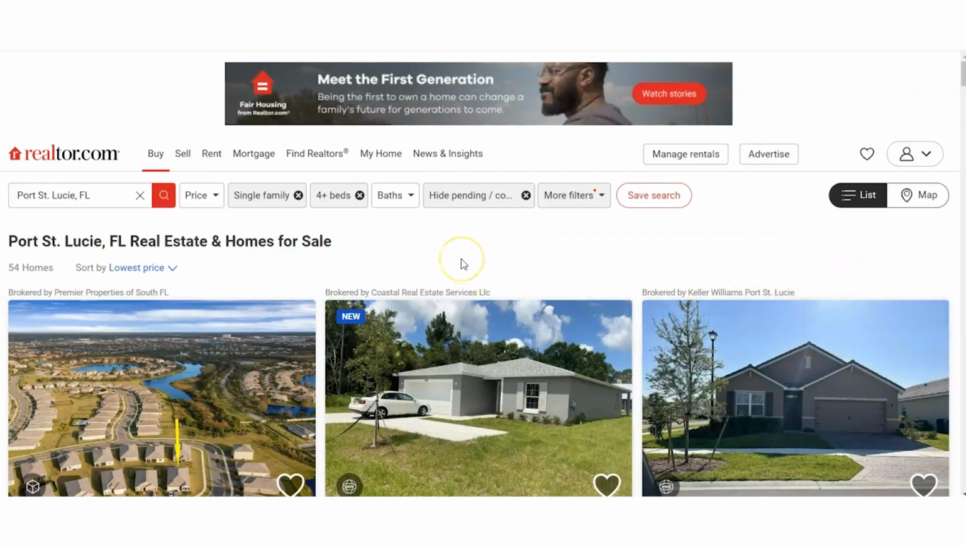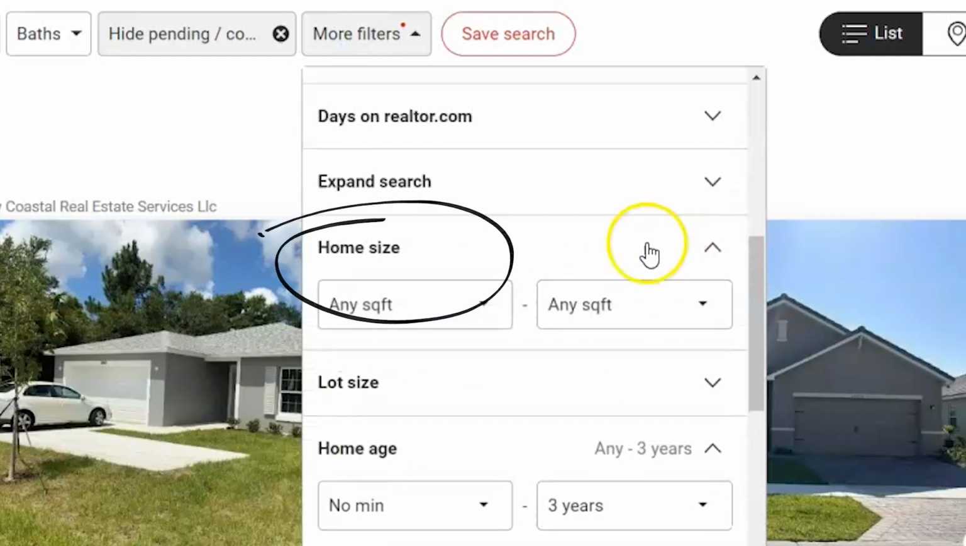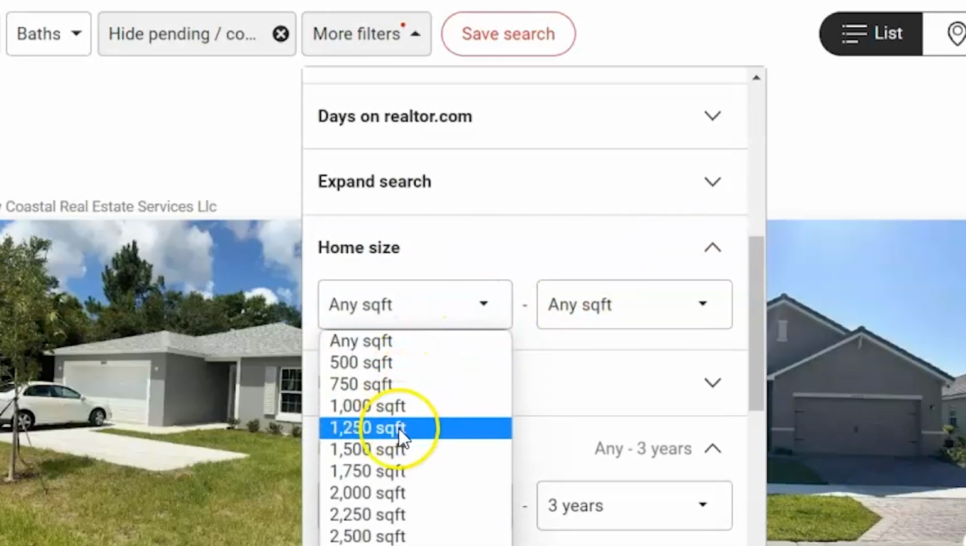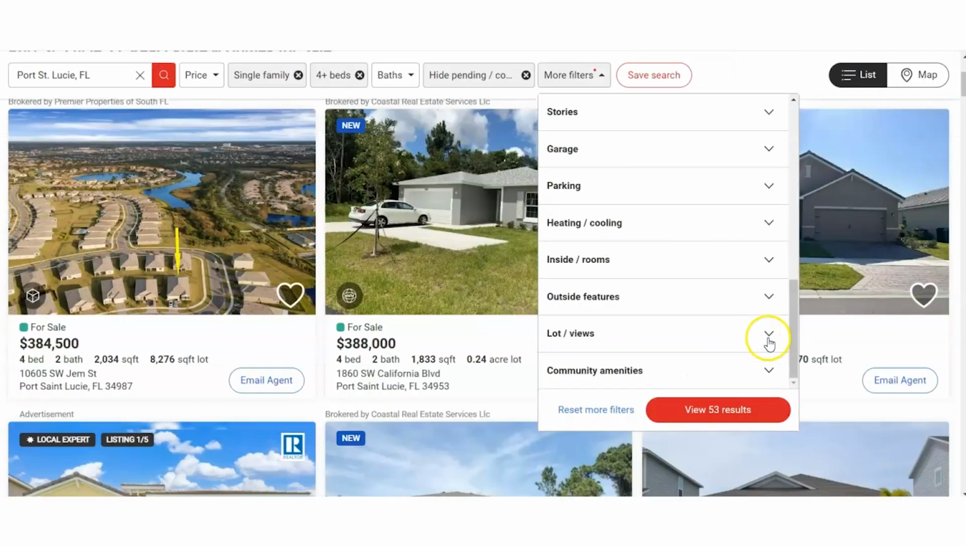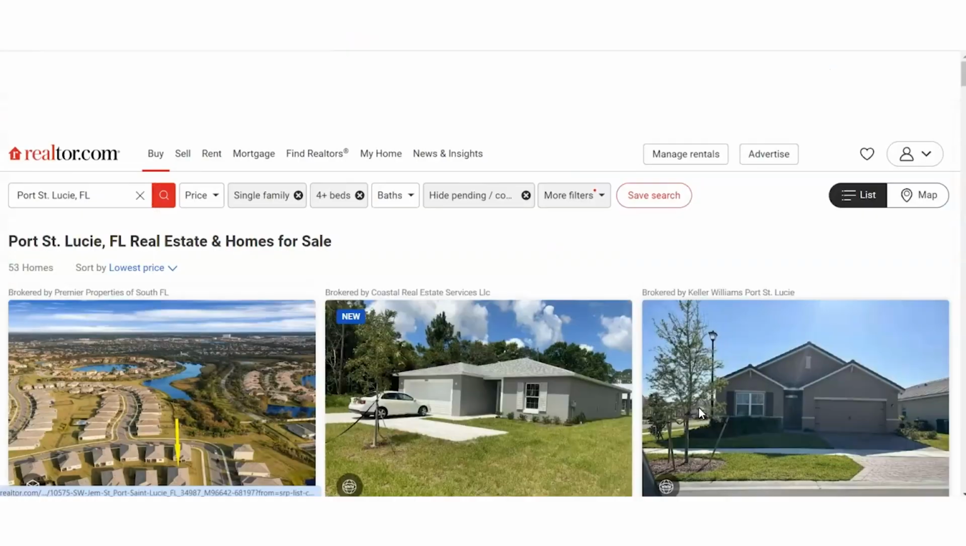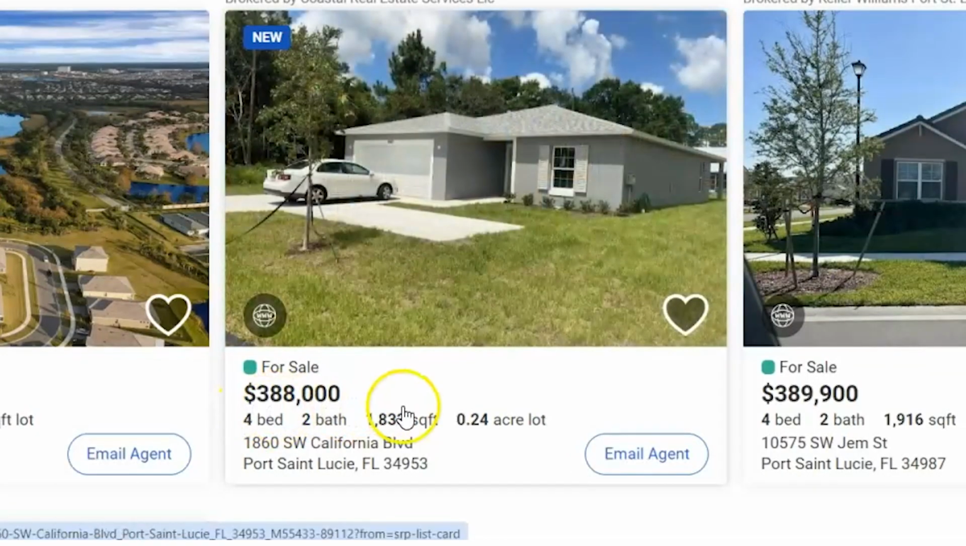And now what I'm going to do is I'm going to take the size under more filters, and I'm going to say home size. I'm going to say at least 1,500 square feet. So I'm going to pull out some bigger houses that are 4 bedrooms that are built in the last 3 years, and I see 53 results. And I'm going to pull them out, and now I've got one here. It's a 4 bedroom, 2 bathroom, 1,800 feet, $388,000.